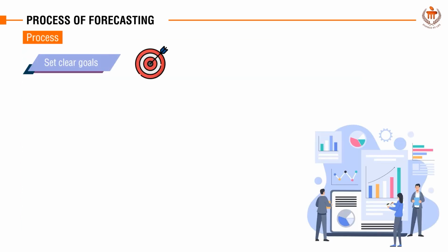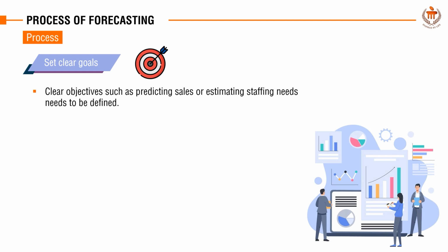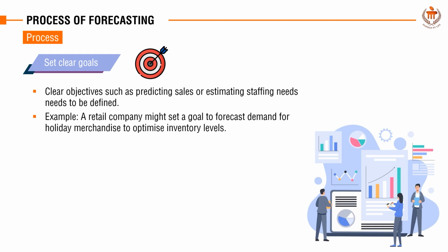Now let's delve into the process of forecasting. The process of forecasting involves several critical steps that ensure accurate predictions and informed decision making. Here's a detailed explanation of each step. Set clear goals. The first step in the forecasting process is to establish clear objectives for what you aim to achieve. This could involve predicting sales for a new product or estimating staffing needs for a busy season. For example, a retail company might set a goal to forecast demand for holiday merchandise to optimize inventory levels.